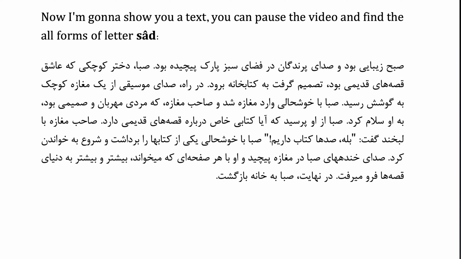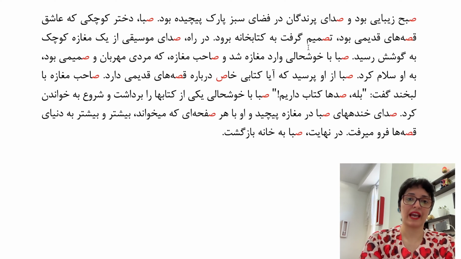Recognizing the shape in the middle of the words is the purpose of this exercise. You can pause the video and practice. Then I'll show you the answer now. Ready? Here is the answer. The red letters are the different forms of the letter Sad.